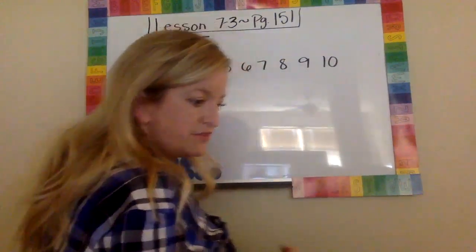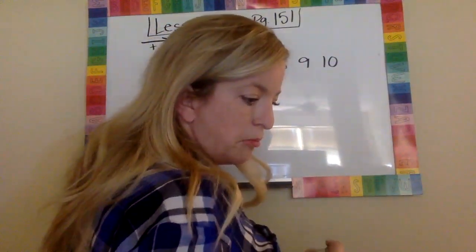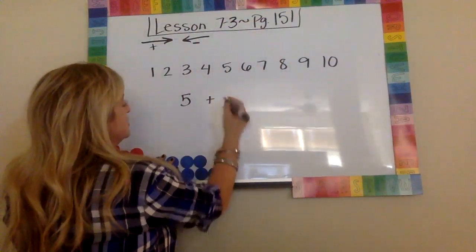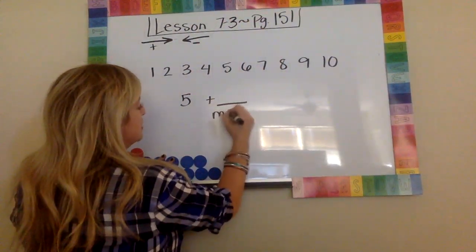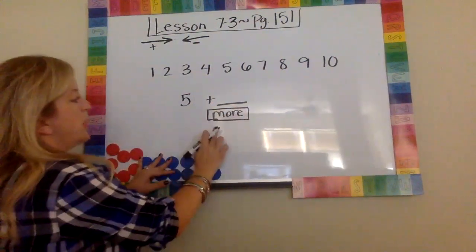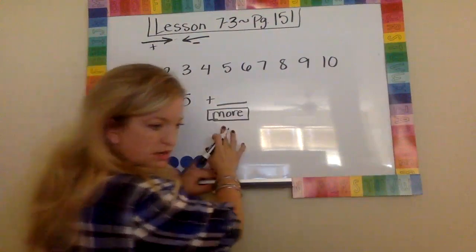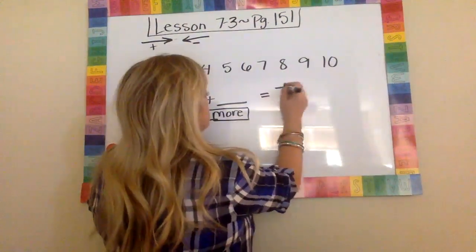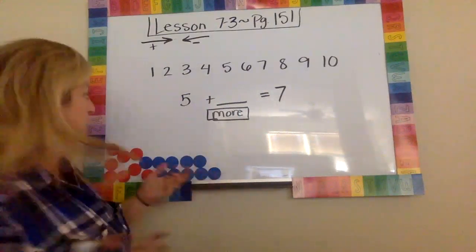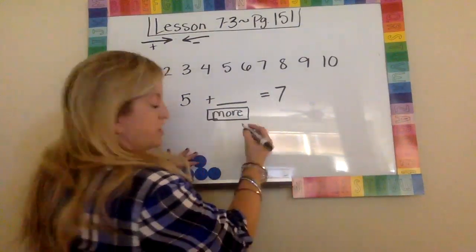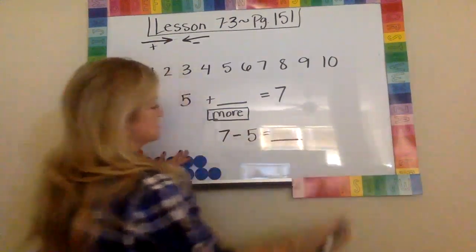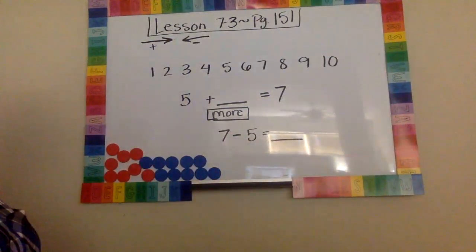Okay, it says 5 children are in a line. More get in the line. So I have 5 children in the line. Some more come. Here's my clue for that. Put a box around it. 5 plus some more. Now there are 7 children in line. How many more children get in? The equation that would be subtraction is 7 minus 5 equals, we don't know.